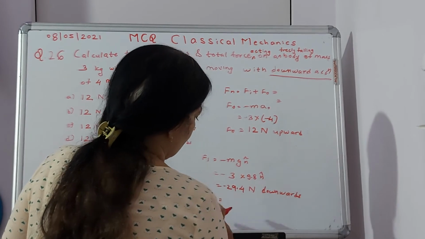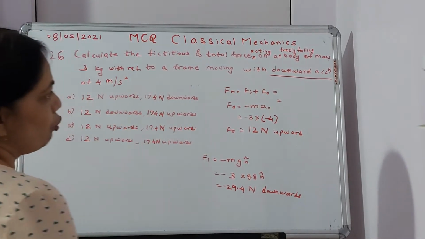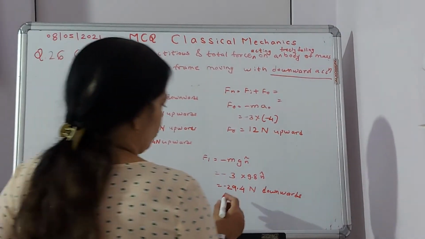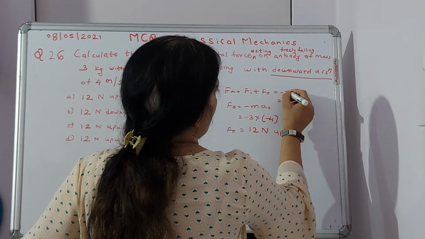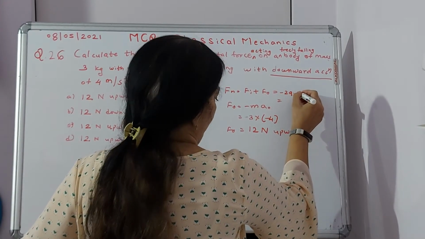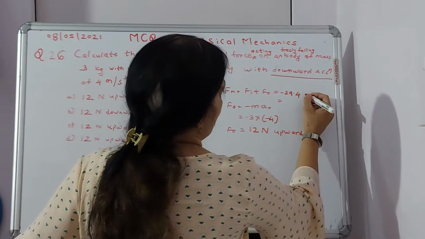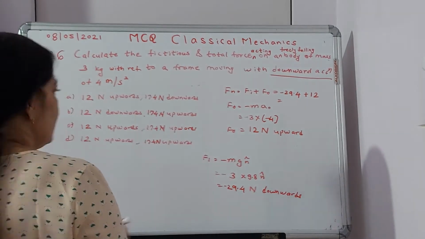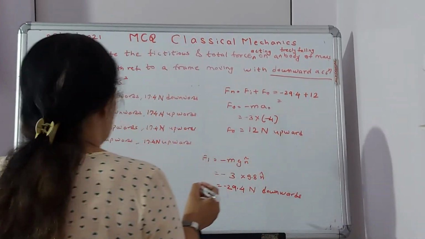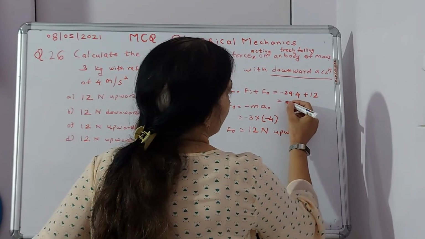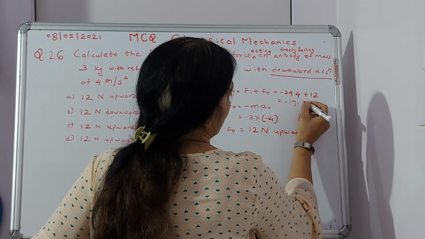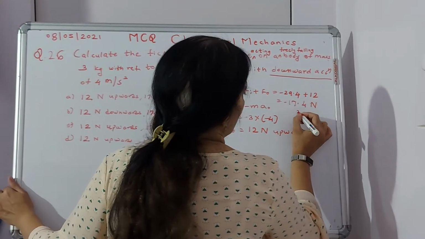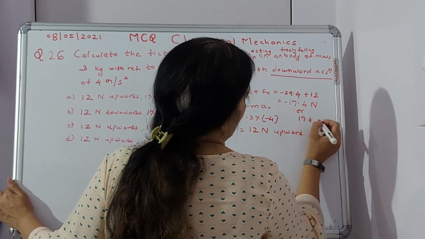Right? So after getting both these answers, my job is to check exactly how much is the total force I'm going to get. So my Fy is coming out to be minus 29.4 Newton downwards, plus my fictitious is plus 12 Newton, correct? So if you add that, we are going to get exactly 17.4 Newton, correct? So we can say 17.4 downwards.